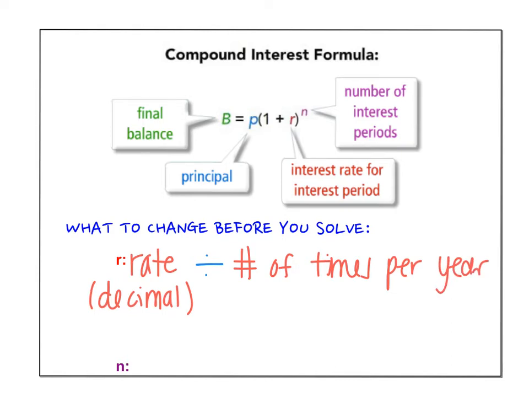So like I said on the last slide, if you were to get a rate of 6% compounded twice a year, you would take that rate, 6, as a decimal, 0.06, and divide it by that 2 for twice a year. That's the number that you would plug into your formula. For N, that actually is getting bigger because it's the total number of interest periods. So you're going to take your years, and this time you're going to multiply it by the number of times a year.